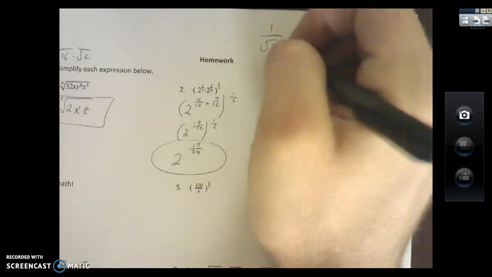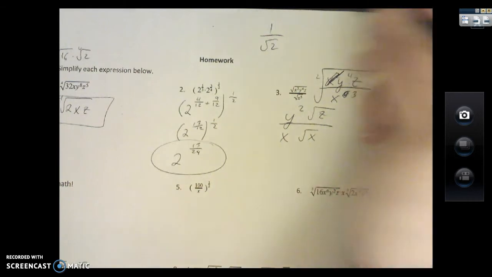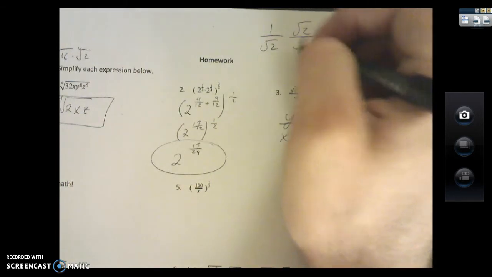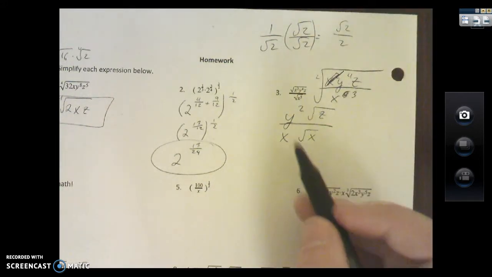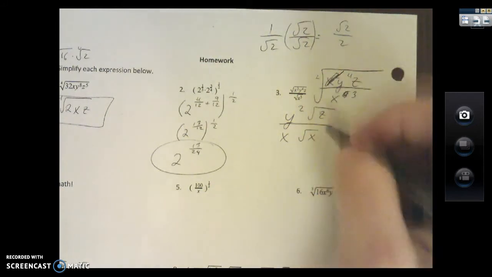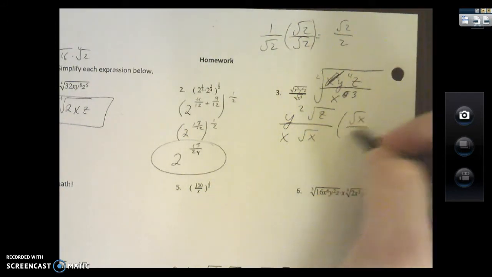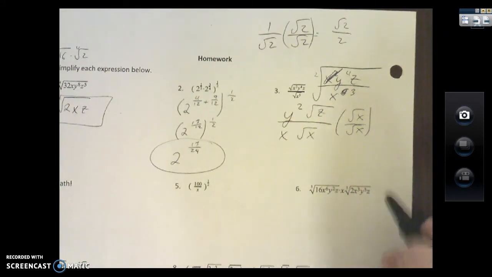Here's the deal. We talked about this a million times in class, and I will use an example. You'll see why next year. Trust me. 1 over root 2. To rationalize, I have to multiply top and bottom by the square root of 2. That gives me root 2 over 2. You see I have a square root of x down here. I want to get rid of that square root of x. It's as easy as multiplying top and bottom by square root of x. I know it's a variable. Don't freak out. Same rules apply.